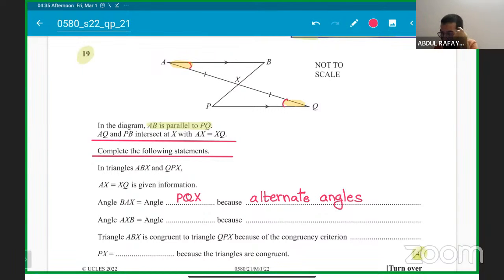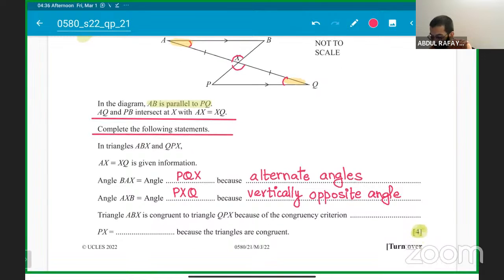Clear? Understood? And then angle AXB is equal to angle PXQ, students, because these are vertically opposite angles. Everyone following? This angle is equal to this angle because of vertically opposite angles. Is everyone getting it, guys? Again, exactly a similar type of question, so we are redoing the same question. Just like in the previous year, they have tested this again in 2022 as well.